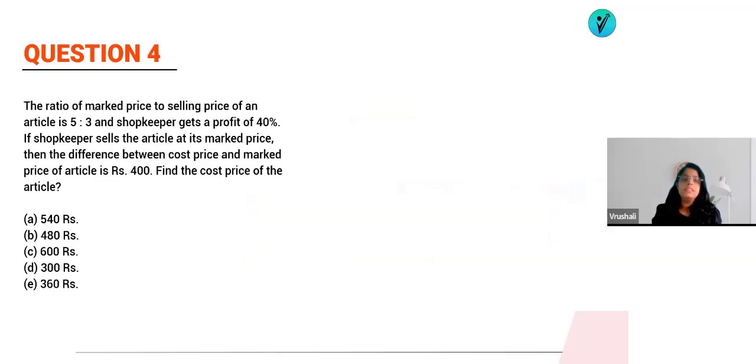What are they saying here? The ratio of mark price to selling price of an article is 5:3. MP by SP is equal to 5 by 3. So if MP is equal to 5x, SP is equal to 3x. So we can say that discount is equal to 2x.